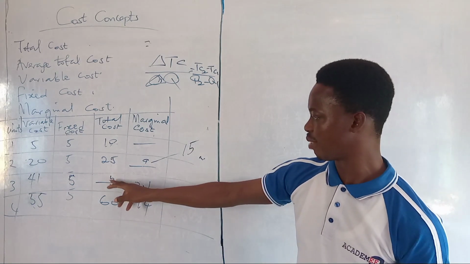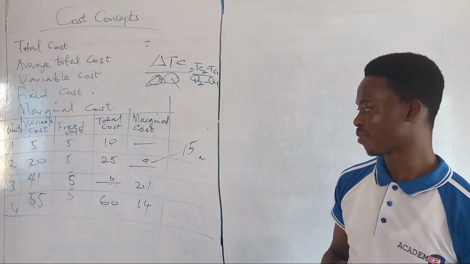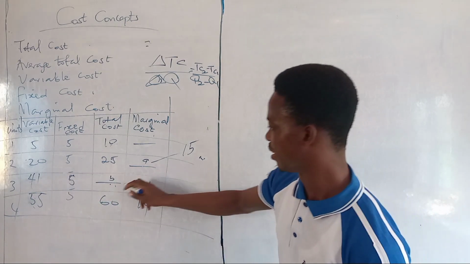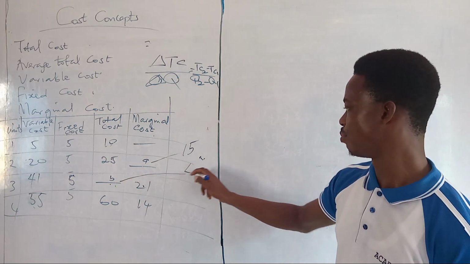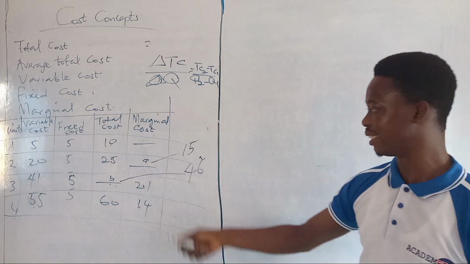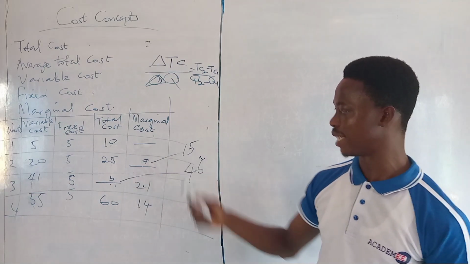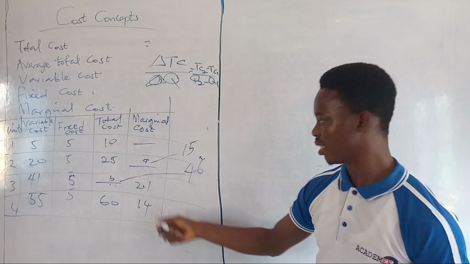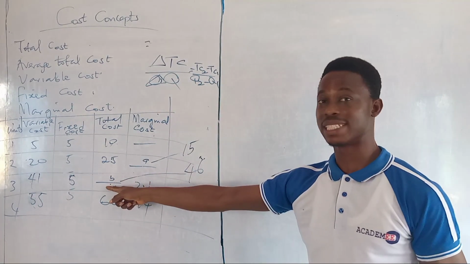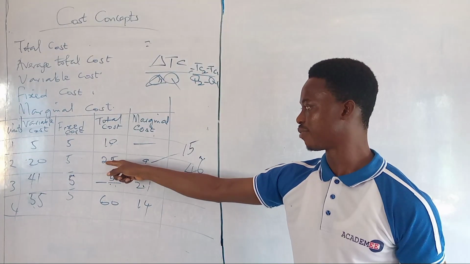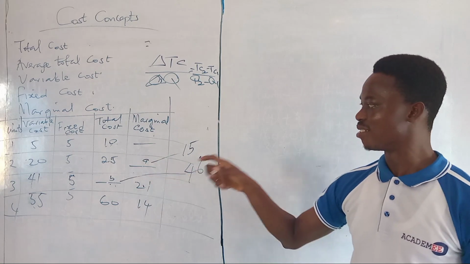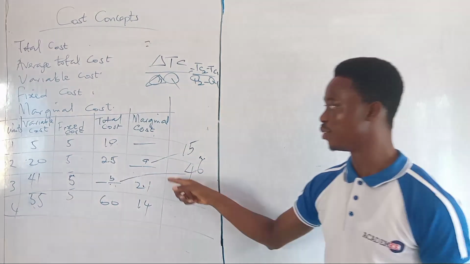Now here we have solved the issue of total cost: 41 plus 5 is 46, so we have our total cost there to be 46. You want to confirm whether we are right. Look at this marginal cost, 21 here. How can we know whether it is 21 or not? 46 minus 25, what do you get? 21. So the change in total cost over change in quantity will give you your marginal cost.